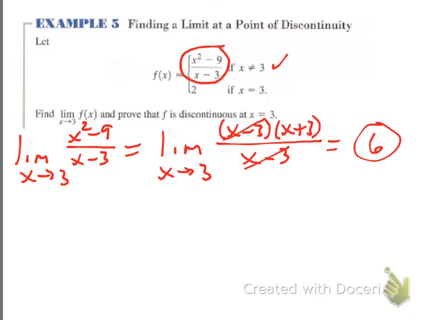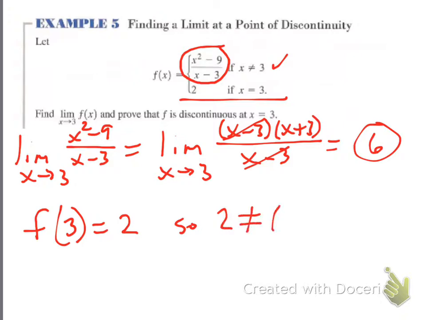Now, there's a discontinuity at 3. It says right here, basically, that f of 3 equals 2. All right? So 2 does not equal 6.